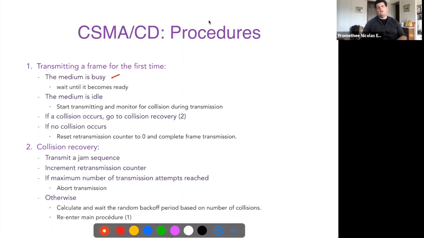In that case, I go to number two. Otherwise, if there's no collision, I'm happy and I succeeded. If a collision happened, I stop and send the jam sequence. I have a transmission counter. I will randomly take some kind of random backoff period, and then I will wait for that period before going back to waiting until the channel is idle, and so on. The counter is there because if I try over 15 times and a collision happens, at the 16th time, I give up. After 16 tries, if I collide, I give up, because something is wrong.